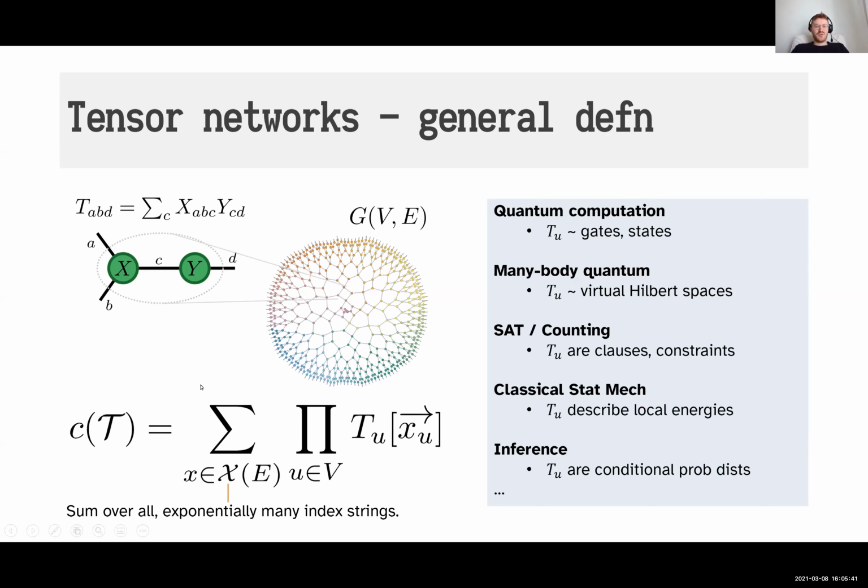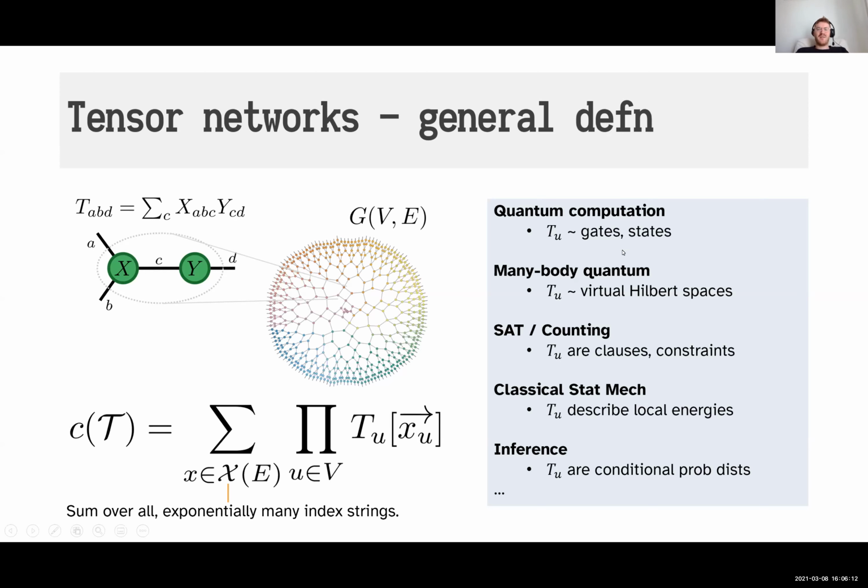And you can write this tensor network contraction fairly simply in this way, where it's just some product over entries of tensors in this graph, each node being a tensor, and then some sum over exponentially many strings indexing every single edge in this tensor network. And the power of tensor networks, like I said, is very much to do with the fact that we're representing some kind of exponential sum here.